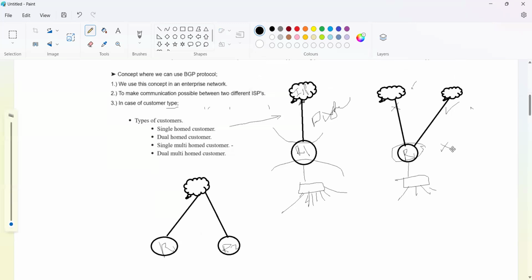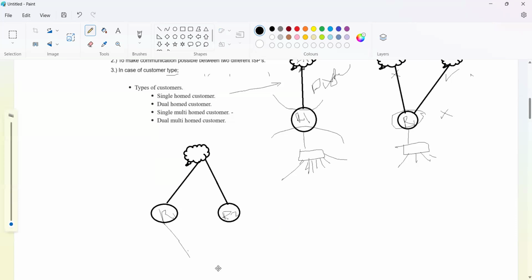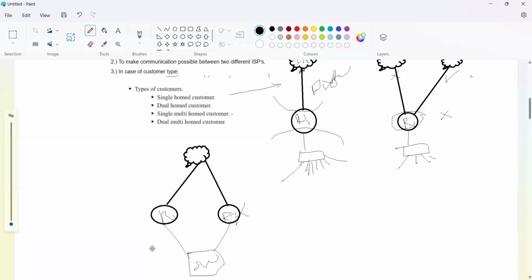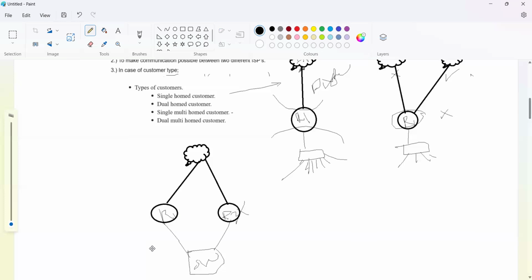If we have two routers at the LAN location, and these two routers are connected to one switch, a core switch, you can assume. If this router goes down, we have another router. That is called a single multi-homed customer type. This is the customer type we'll use in your working environment. In real time you will see two ISPs with one router, one ISP with one router only, or one ISP with two redundancy paths. Otherwise, we have a final condition.